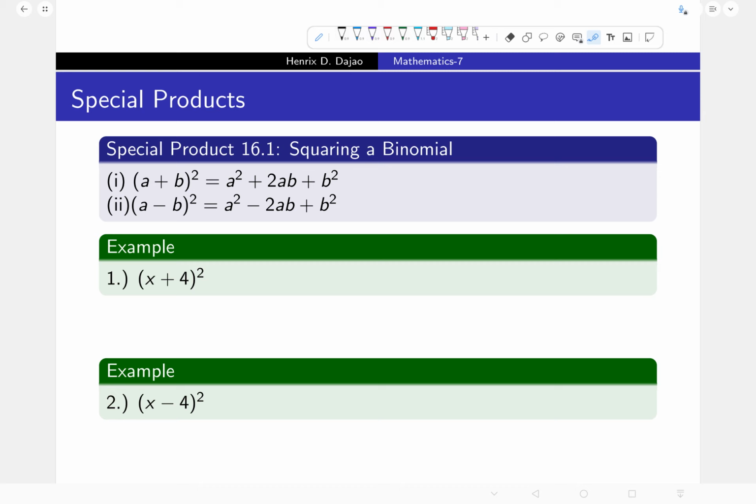Similarly, for the quantity a minus b squared, this is equal to a squared minus 2ab plus b squared. So it's minus there. Very similar with 1i. This one is for plus, and similarly for minus we have this one. Okay, so let's try example number 1.